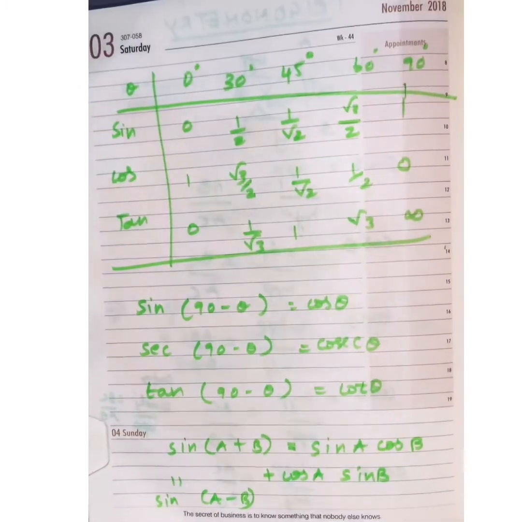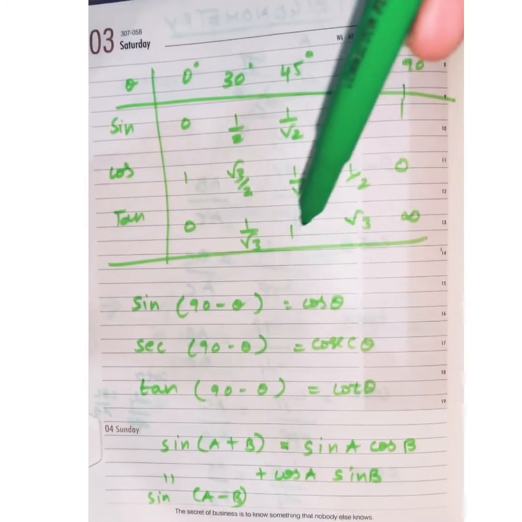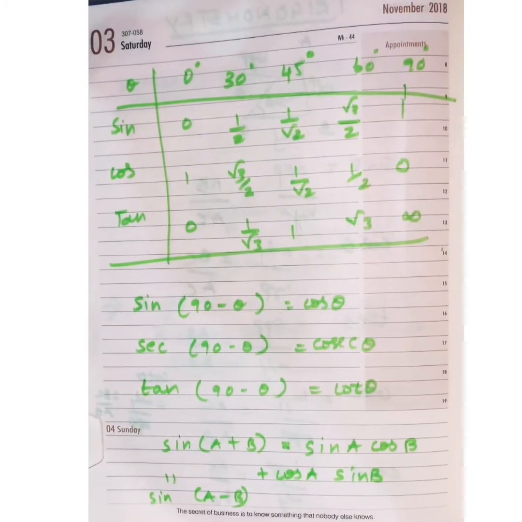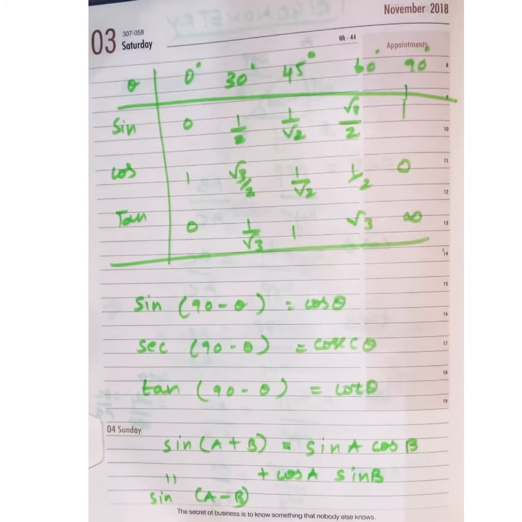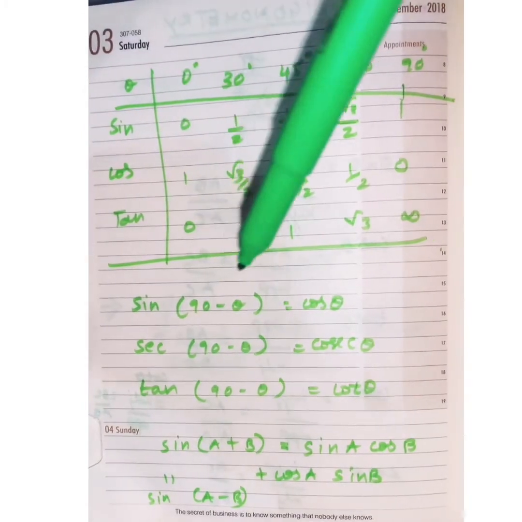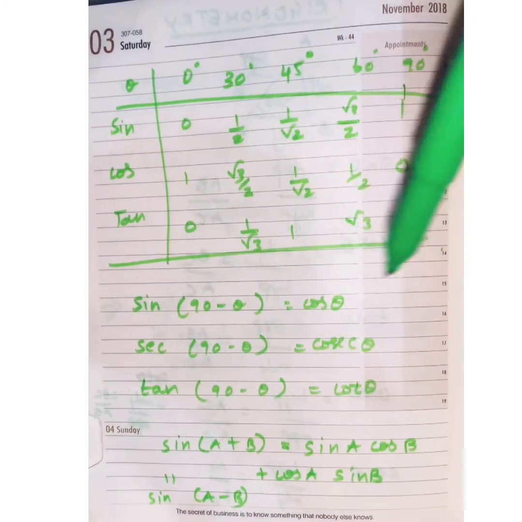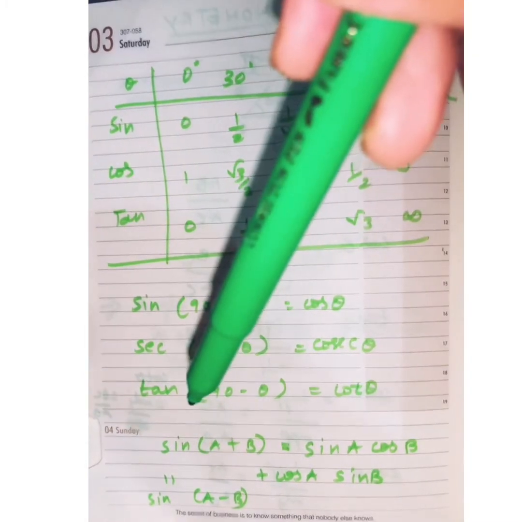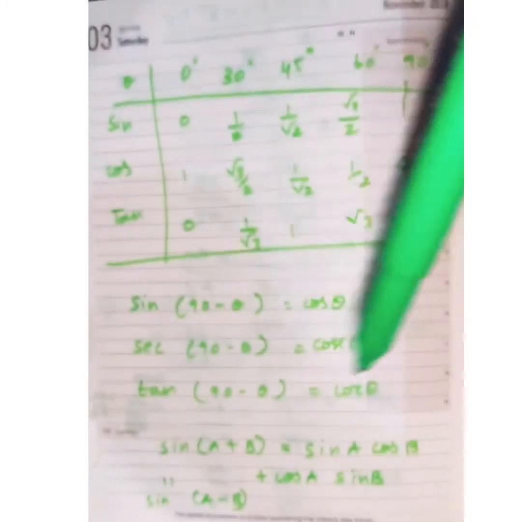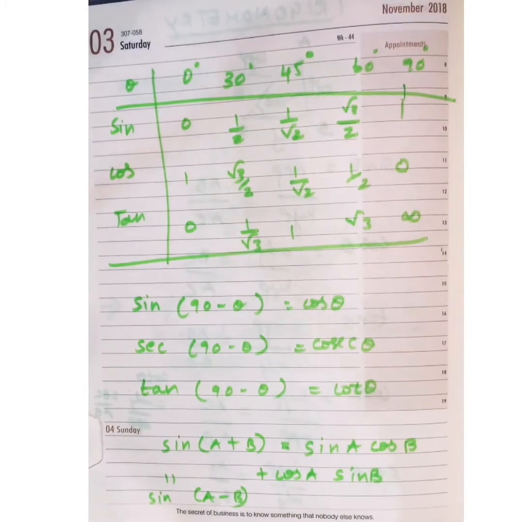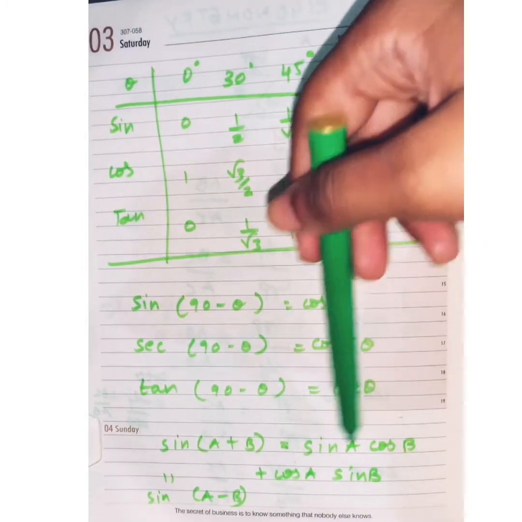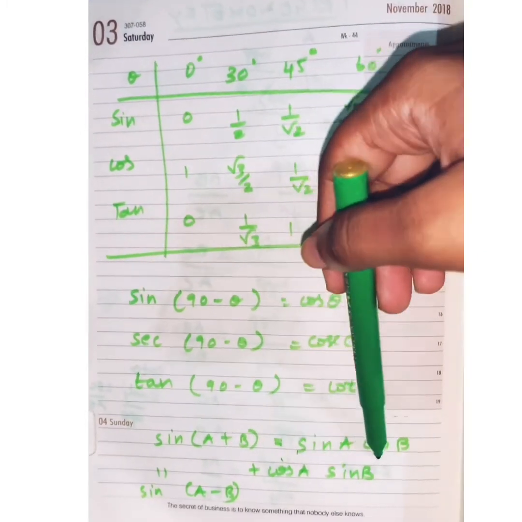Moving to the next formula: sine of 90 minus theta is cos theta. These are the conditions you have to know when they are asked in the question. You have to convert it and solve it. When secant of 90 minus theta is given, it is cosecant theta. Tan of 90 minus theta is cot theta. Moving to the next formula, sine of A plus B. What is sine of A plus B? It is equal to sine A cos B plus cos A sine B.